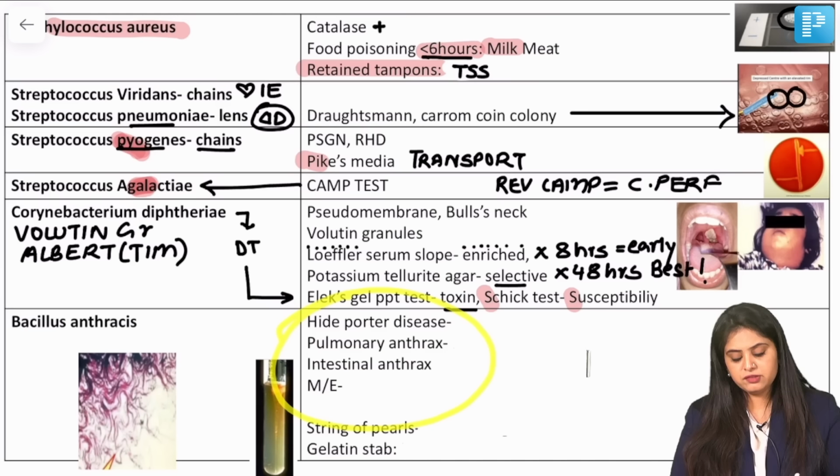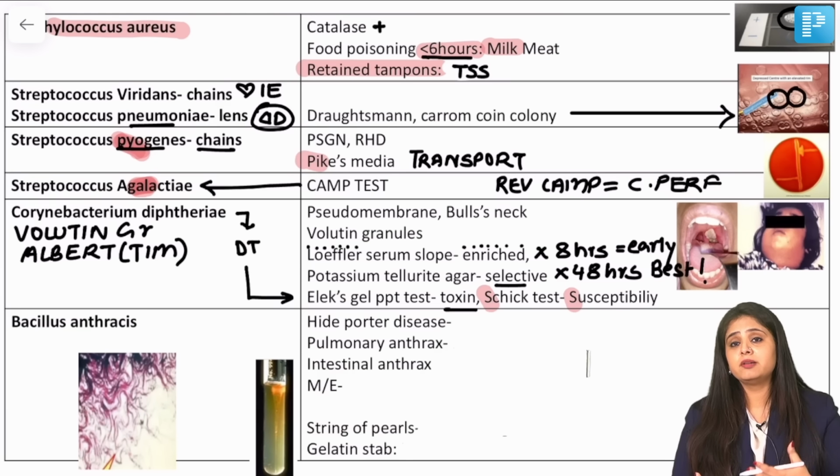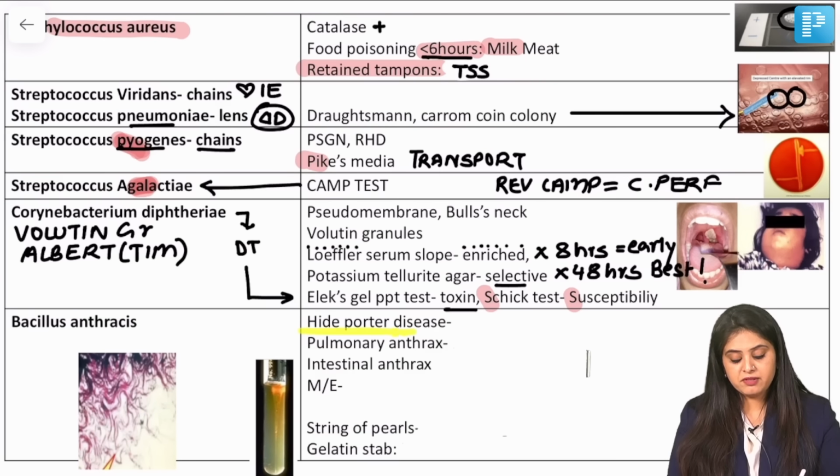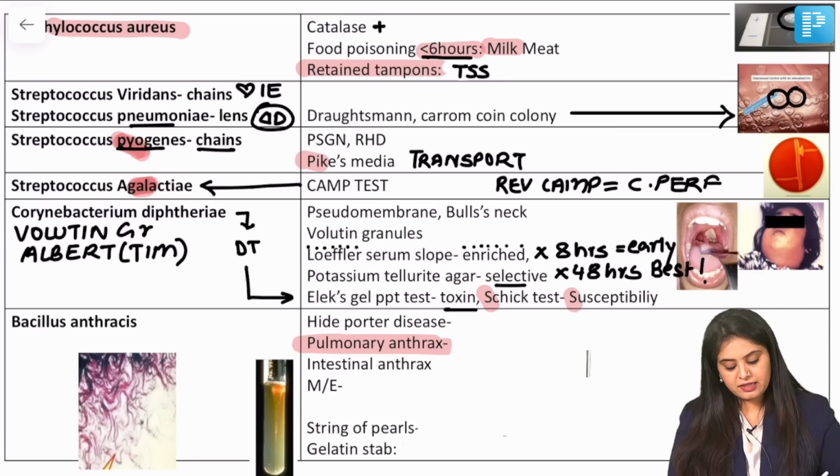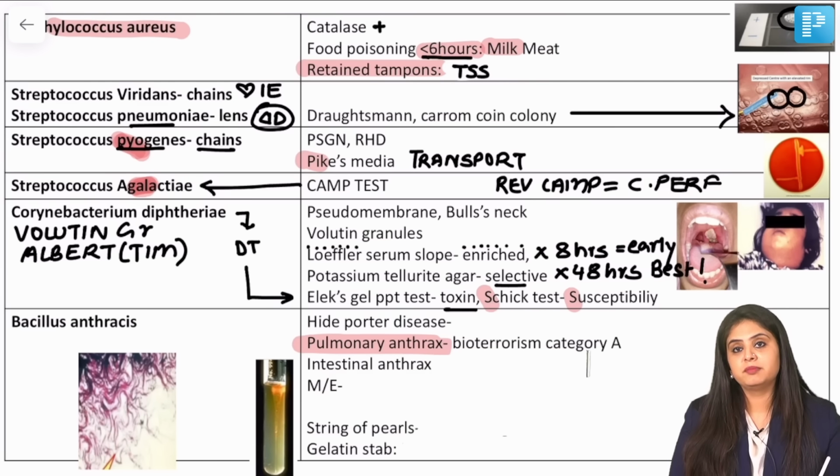Which out of these three would result in mass spreading? You can't make everyone come in contact with skin, you can't make everyone eat meat. This is the one that you can make everyone smell and breathe. So yes, pulmonary anthrax is the form which is said to be bioterrorism category A.